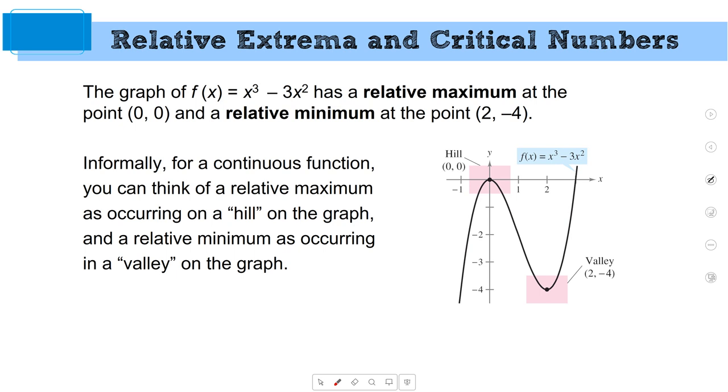The process that we do is exactly the same. Find the critical numbers. All of this starts with finding the critical numbers. Take the derivative, set it equal to zero, solve. But we need to come up with some other way to figure out, is it a max, in other words, a hill, or is it a min, in other words, a valley?